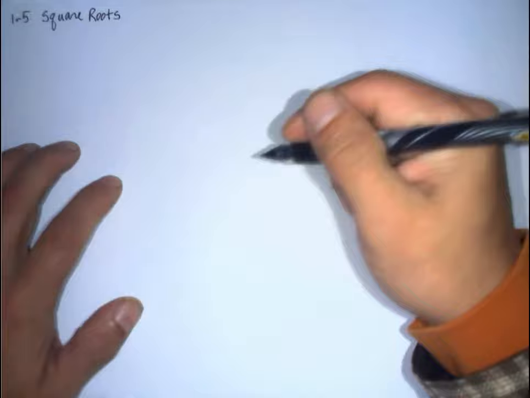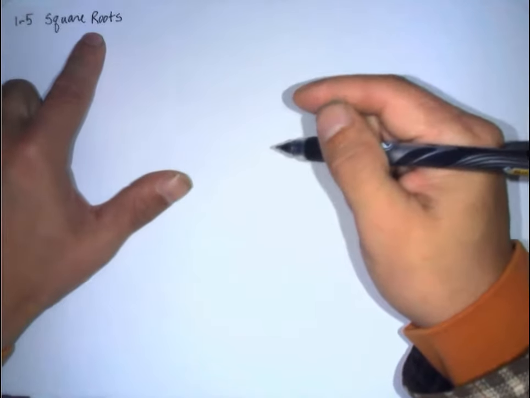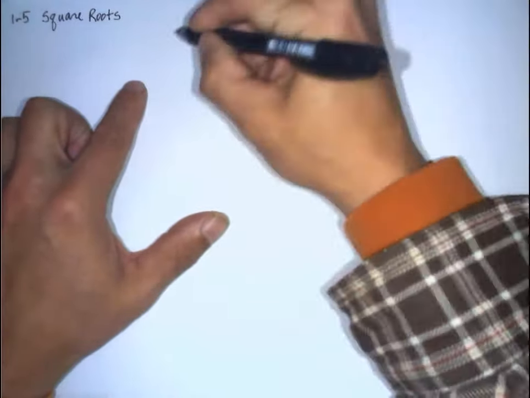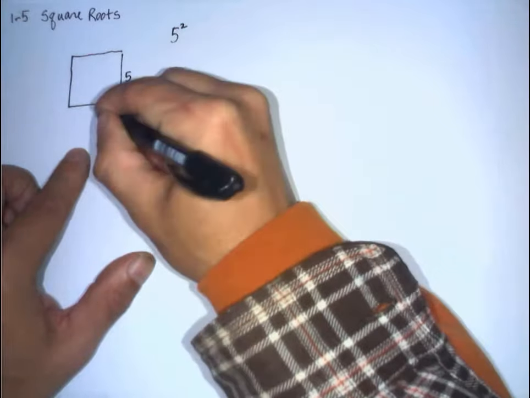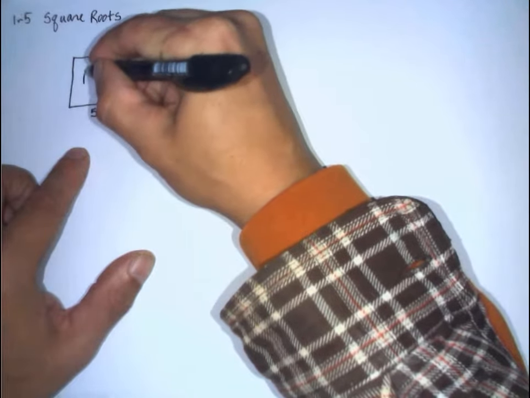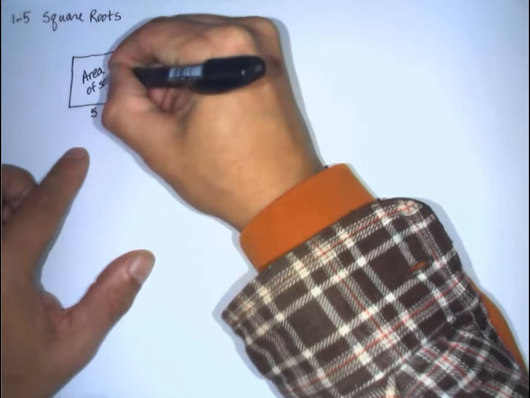This is the 5th lecture in our unit on algebraic foundations: square roots. We're going to continue where we left off with exponents, except this is a little bit backwards. Before, let's say we were asked to find 5 squared. In other words, if we had a square that has sides of 5 on each side, 5 squared tells us the area, or how many square units are in the square.